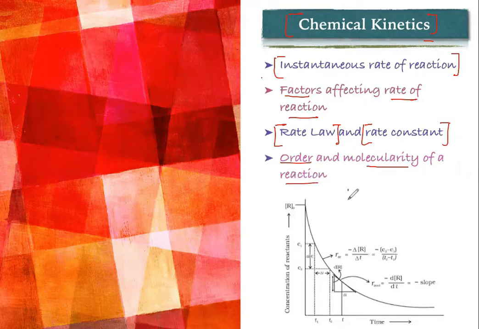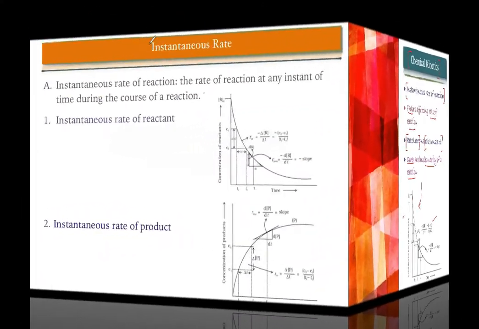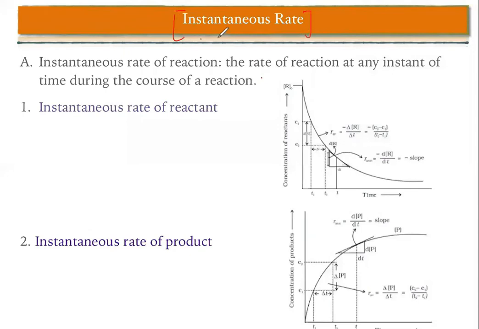We'll continue with this graph that we have previously discussed, where we discussed the average rate. Now we'll discuss the instantaneous rate and slope. So without a doubt, let's start. So now, the instantaneous rate of the reaction. What is the meaning of the instantaneous rate of the reaction? That is the rate of the reaction at any instant of time during the course of the reaction.